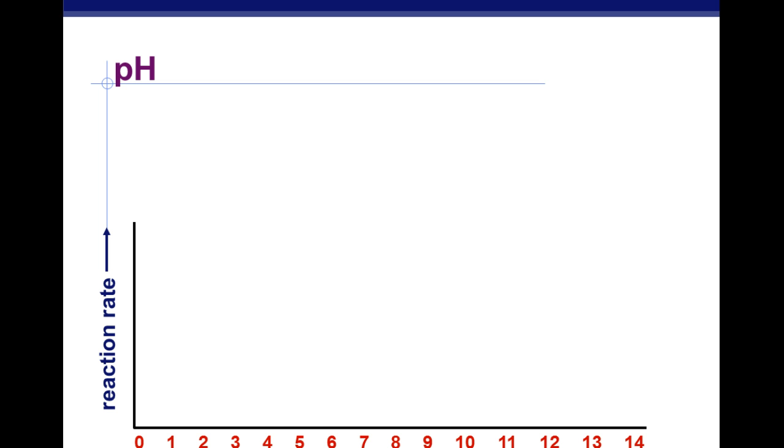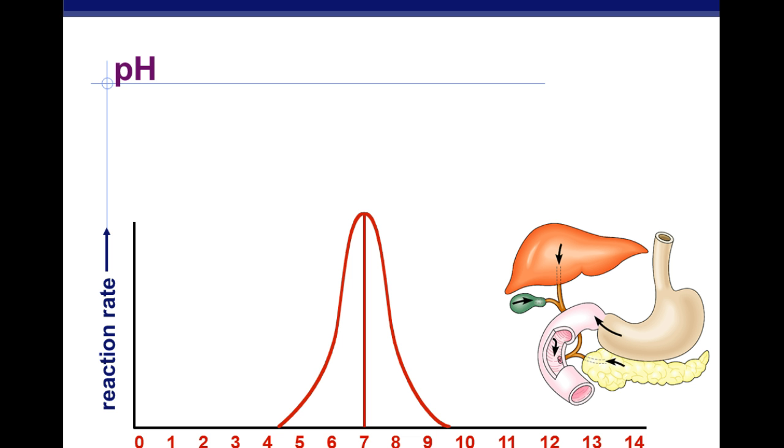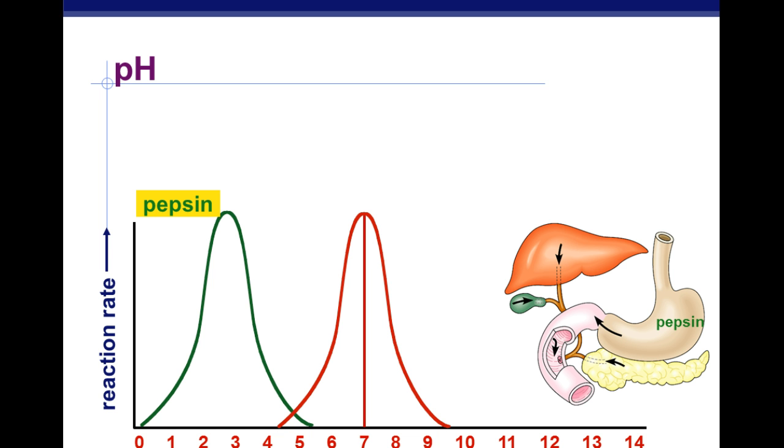So let's look at what this graph tells us. Let's look at the pH ranges in this graph, relative to the digestive system. Here's pepsin. We've heard of pepsin before. Pepsin is one of the enzymes that works in your stomach, and you can see the range it works in, from 0 to about 4.5 or 5. So its optimum range is very acidic.